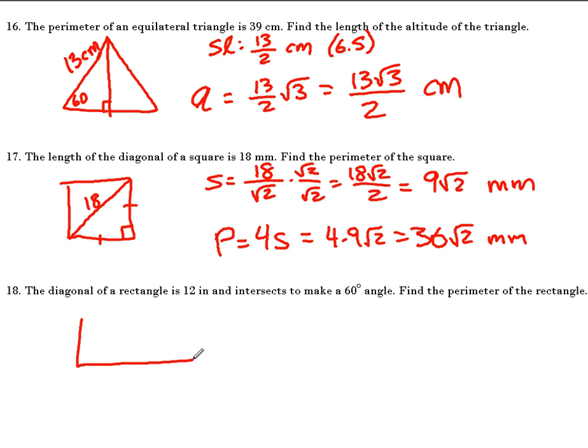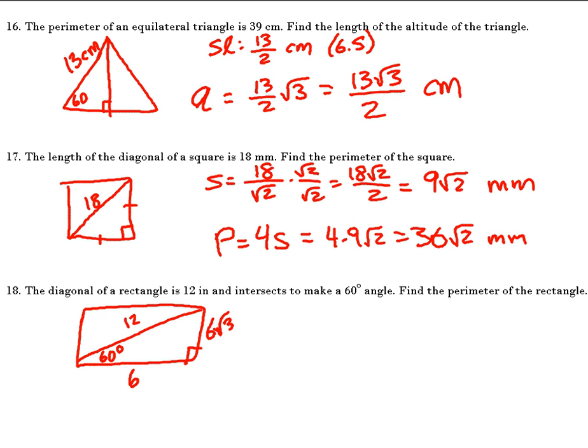Alright, and 18 is probably the toughest one to draw. All I'm saying here is this diagonal is 12 inches, and we make an angle of 60 degrees here. So this is technically going to be my short leg, even though it didn't really draw that way, and this is my long leg. To get to the short leg from the hypotenuse, I just divide by 2 to get 6, and then to get from short leg to long leg, I multiply by the square root of 3.